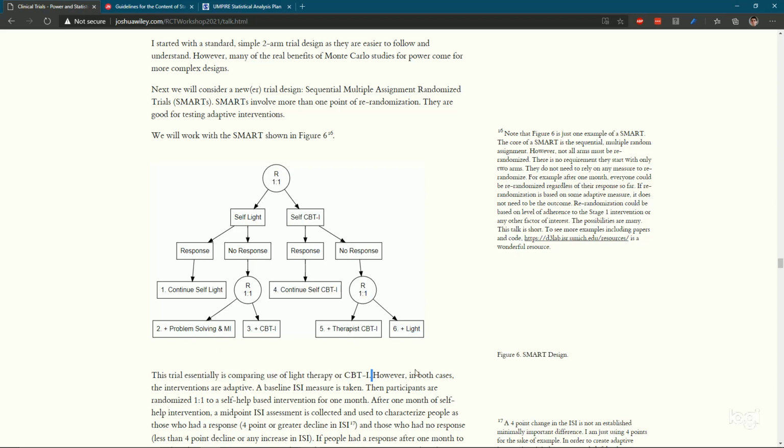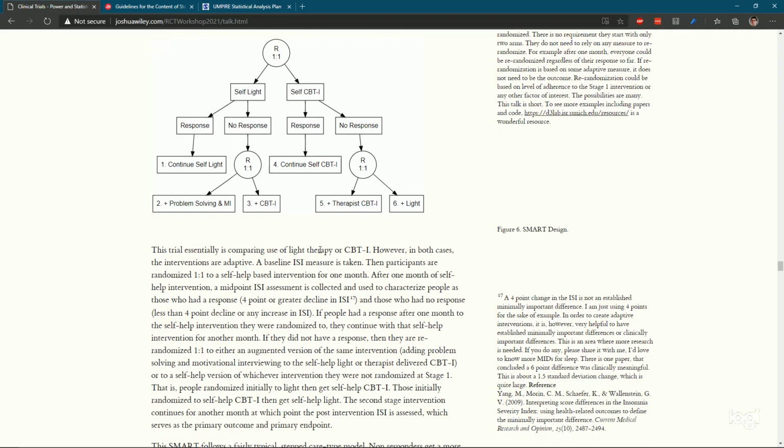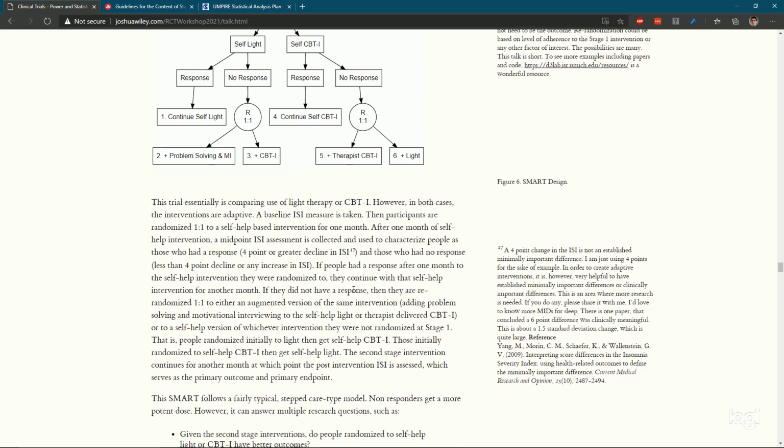And then here at the end, not shown in this diagram, would be the post-intervention final assessment, again, 1 month later. So baseline, 1 month of self-help treatment, evaluate whether they respond or not with another measure of the ISI at midpoint, another randomization for some people, not everyone, and then measure 1 month later post-intervention. And this trial essentially is comparing the use of light therapy or CBTI, but in both cases the interventions are adaptive. And this sort of describes what I laid out here.